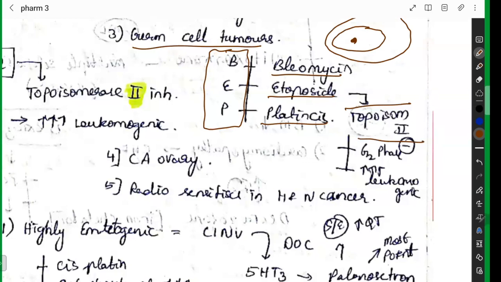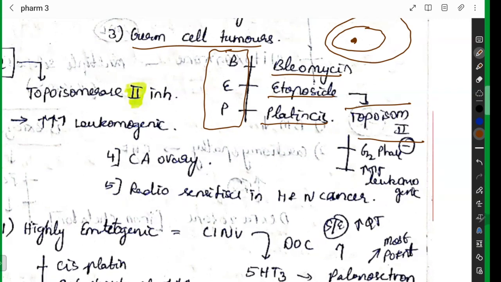What is a topoisomerase 1 inhibitor? Can you tell in the chat box? Can you give me an example of a topoisomerase 1 inhibitor? Just we discussed, the drug starts with I. Irinotecan. Remember, irinotecan is a drug that is going to inhibit your topoisomerase 1.